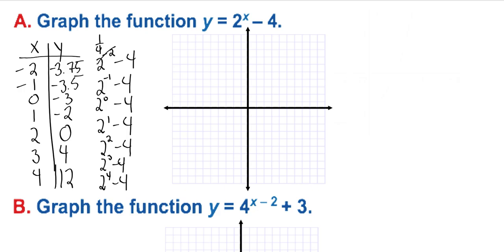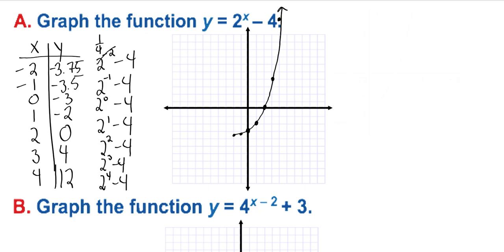All right, so go ahead and graph those. So negative 2, negative 3.75, we're there. Negative 1, negative 3.5. And those could be shifted down a little bit, but we'll go with it. 0, negative 3, 1, negative 2, 2, 0, 3, 4, and 4, 12, kind of up there. And then we get that nice growth function.